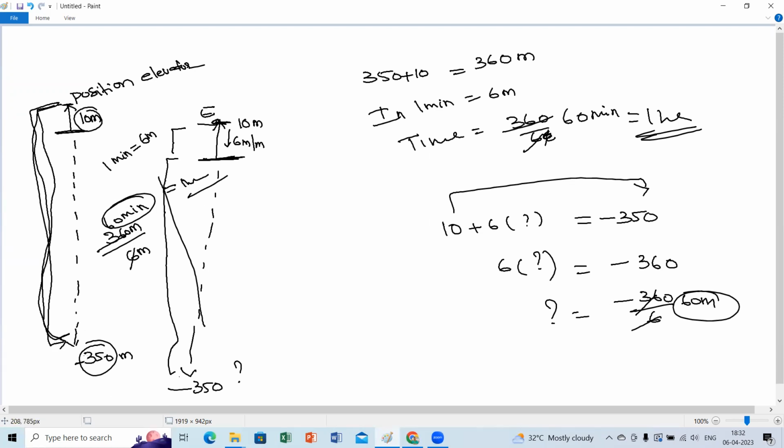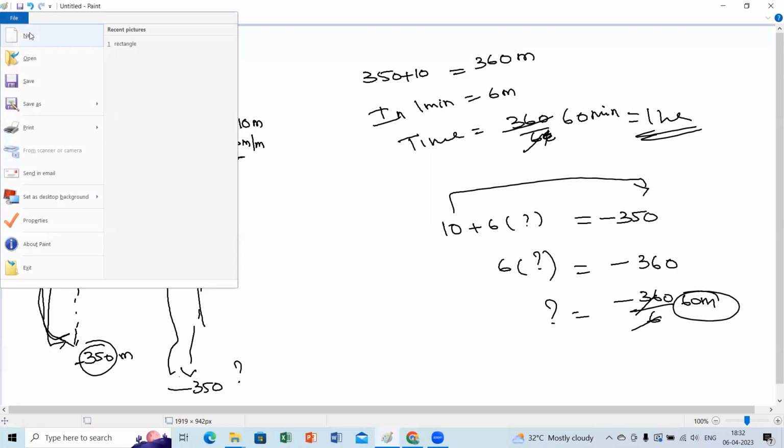Elevator is nothing but a lift. Lift means it's like a lift. Okay, ma'am.